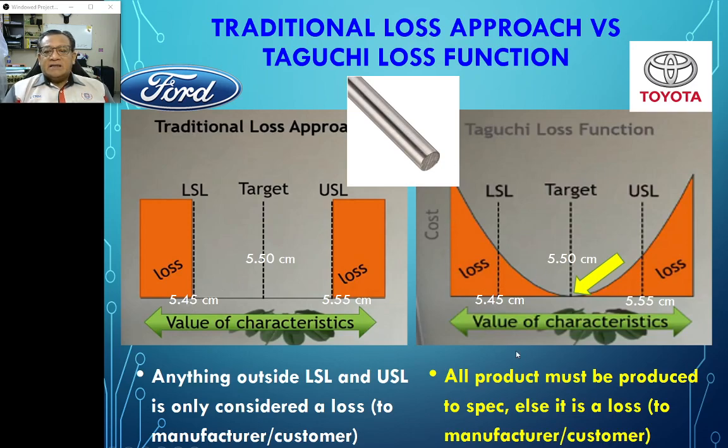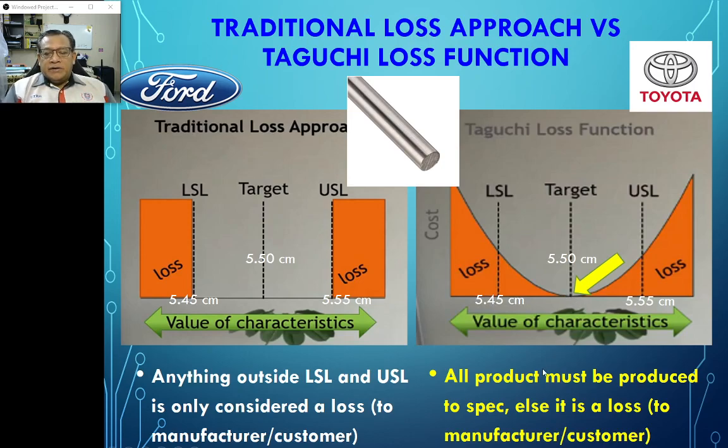This is the greater strength of the Taguchi loss function, in which it ensures the manufacturer always produces every single lot of iron rod at the target specification value of 5.50, which is exactly here. So all products must be produced to spec, at the target, else it is a loss, if it is here or here or even here. Loss starts when it deviates from the target value.